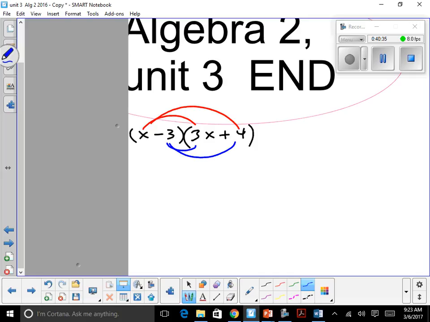Red times red, blue times blue. Go, go, go. X times a 3x is a 3x squared. X times a 4 is just a 4x. Look at that, no big deal. This is the 4. Now this is the third problem on a 3. Here comes the blue stuff. Negative 3 times 3x is a negative 9x. Negative 3 times a positive 4, oops, this is a negative 12.